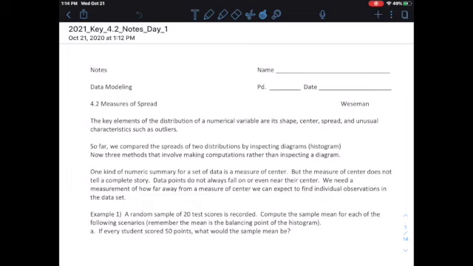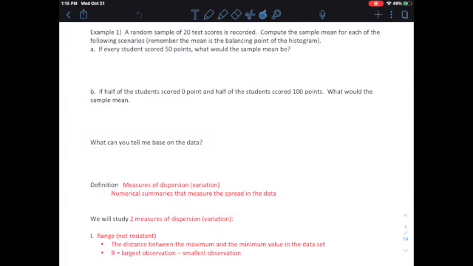Okay, a random sample of 20 test scores is recorded. Compute the sample mean, which is the average, for each of the following scenarios. Remember, the mean is the balancing point of the histogram. A, if every student scored 50 points, what would the sample mean be? I hope everybody will come up with the answer 50, because there's no score too high or score too low. They don't need to balance it out. The balancing point is at 50 because everybody got 50.